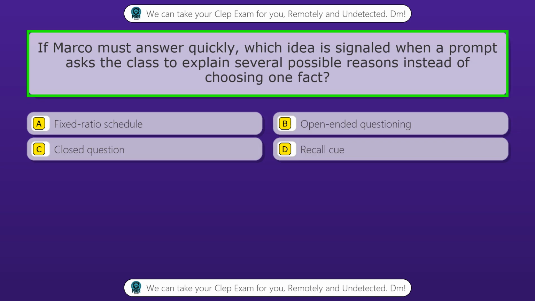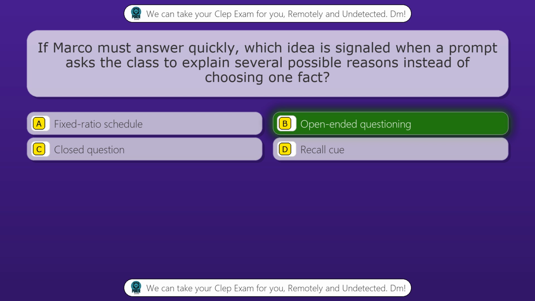Question 76. If Marco must answer quickly, which idea is signaled when a prompt asks the class to explain several possible reasons instead of choosing one fact? Option A, fixed ratio schedule. Option B, open-ended questioning. Option C, closed question. Option D, recall cue. The correct answer is option B, open-ended questioning.